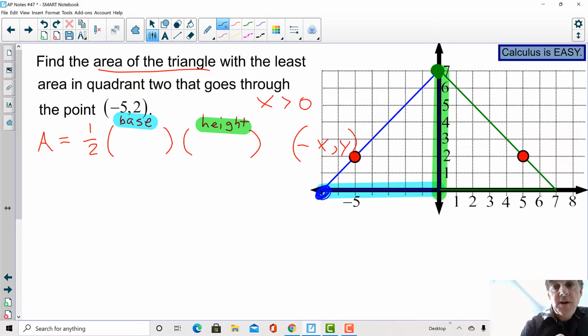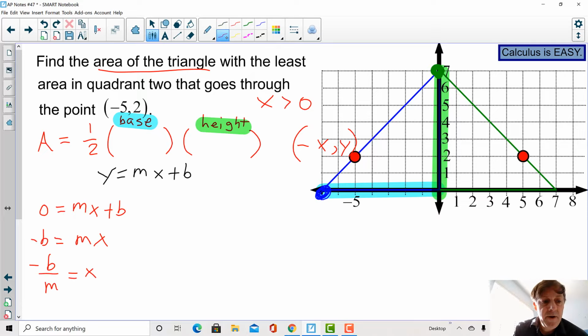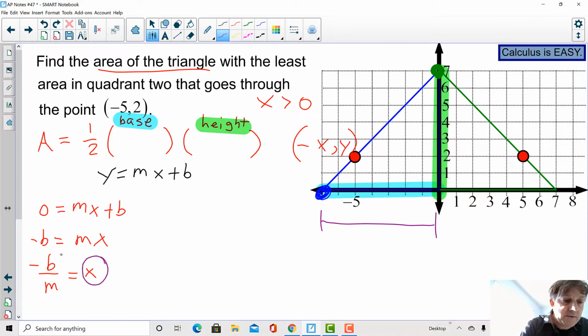So we need to start with the equation of that blue line. To get the x-intercept, we're going to use a 0 for y, and we can solve it for x. Now, here's where the trickiest part of this entire question comes into play. The distance from here to here is supposed to be a positive number, but this x-intercept is actually a negative number. So we're going to have to fix it by putting an additional negative in front of it. So we have negative and then negative b over m. So that will end up being positive b over m.